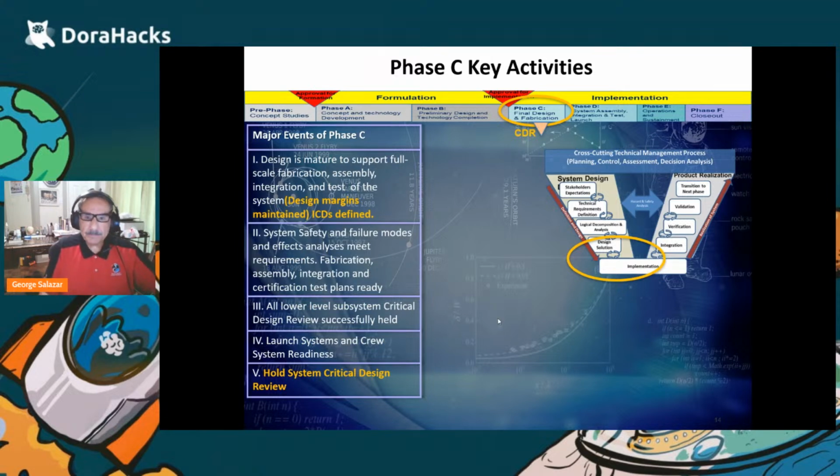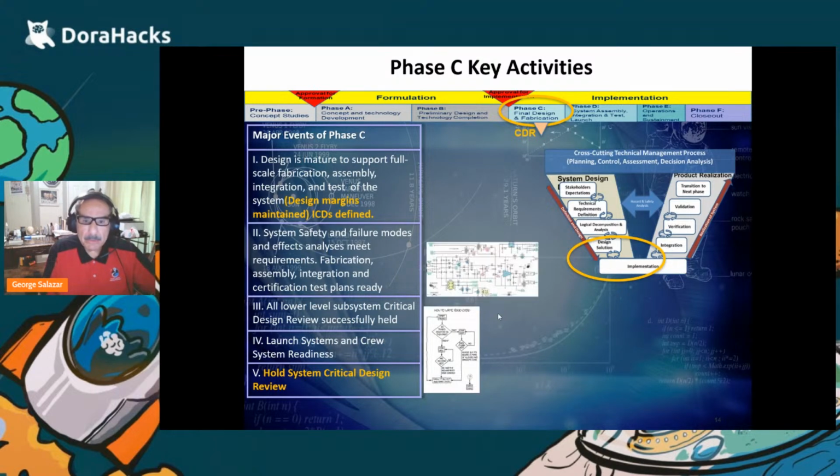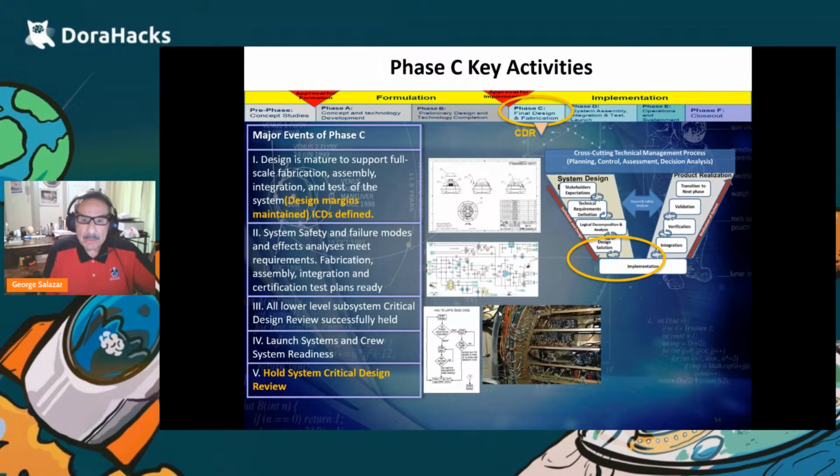And once you're complete, you're holding CDR. And then the CDR is basically the very details of the software, the details of the hardware, the details of the structure, and then laying out the wiring harnesses. Right there you see a wiring harness for the space shuttle. The space shuttle had 330 miles of wire, so quite a bit of wiring on a complex system.